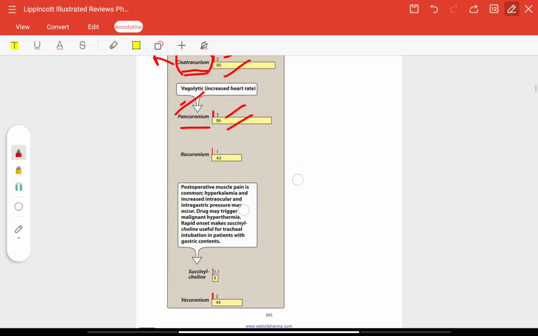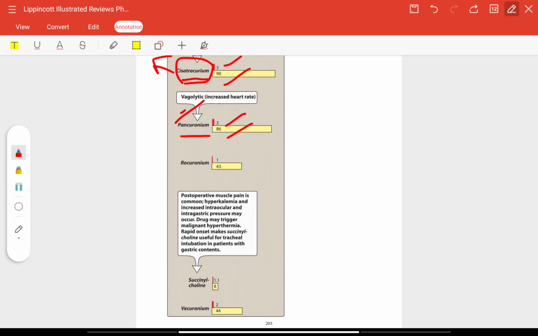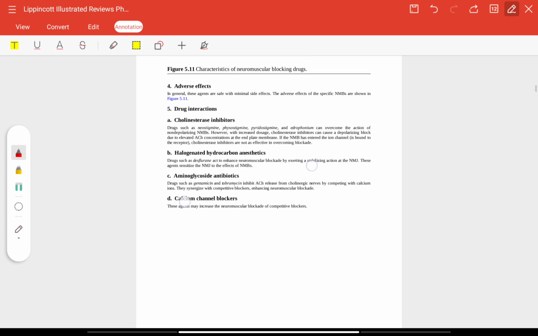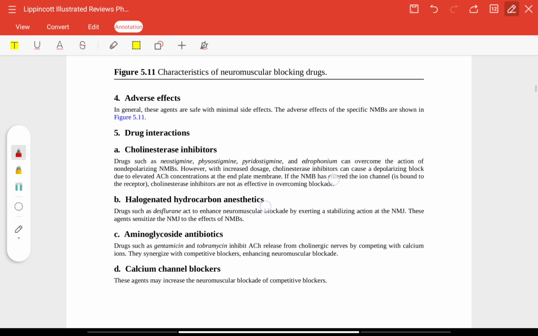Now, succinylcholine: post-operative muscle pain, hyperkalemia, and increased IOP and intragastric pressure may occur. The drug may trigger malignant hyperthermia. It has rapid onset of action, therefore it is used for tracheal intubation for gastric contents. Now, adverse effects. These are safe, with minimal side effects.